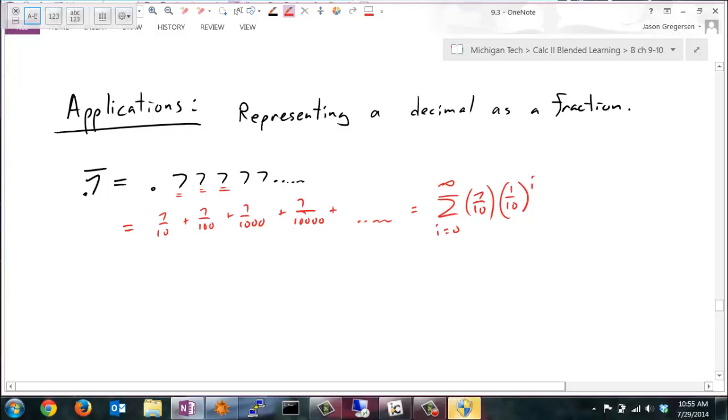Great! I have a formula for this geometric sum. To sum infinitely many terms of this, I just take a over 1 minus r, and I can do that because r is less than 1. This looks like 7/10 divided by 9/10, or 7/10 times the reciprocal. And the result is 7/9. Plug in 7/9 in your calculator and see if it'll give you a decimal. It will give you 0.77777.